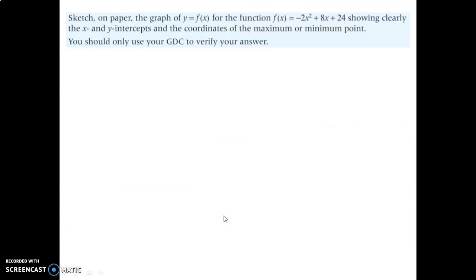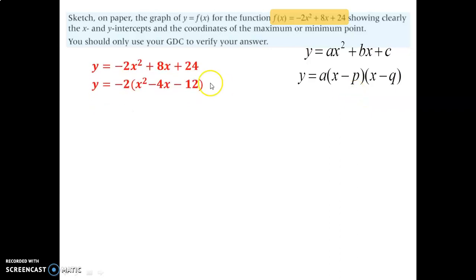Let's try one more. Let's look at this last one. Here we're given a function in standard form, so we need to change from this form to this form, meaning factored form or intercept form, so we can get the x-intercepts. So here we can first factor out -2, and we're left with this quadratic. If you remember the factoring technique we looked at, we look at a times c on top, b on the bottom, so a times c is -12. On the bottom we have -4.